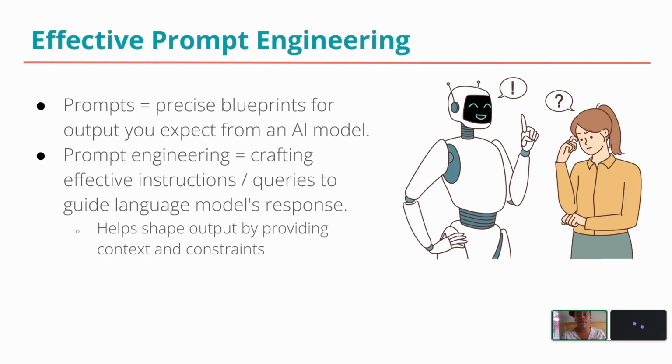Prompts are those questions that you ask the model to get an answer. They give the model a blueprint in terms of giving you the right input. And when you do prompt engineering, you make sure that you craft your instructions so that they guide the model to give you the best response. So it shapes the output by giving some context to the model and giving some constraints as well to the model.